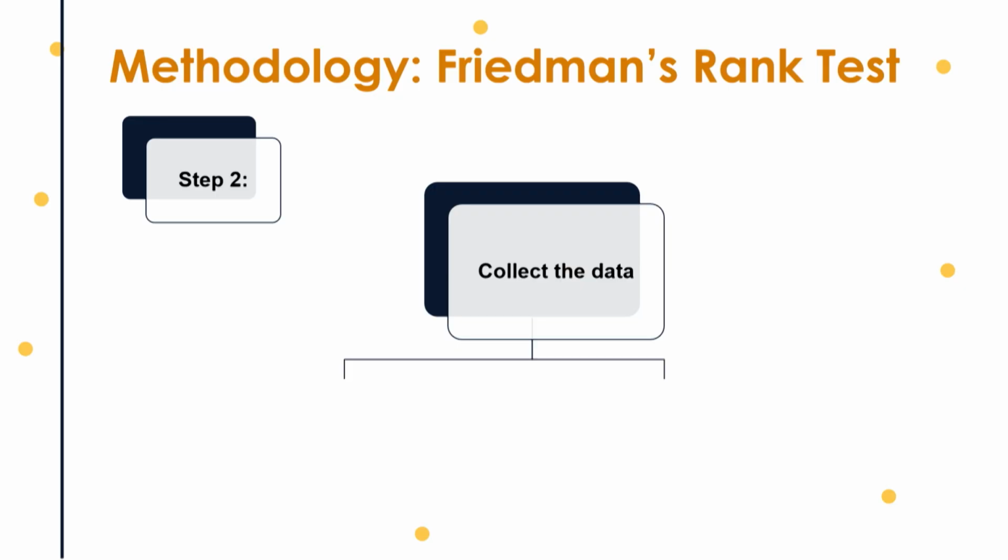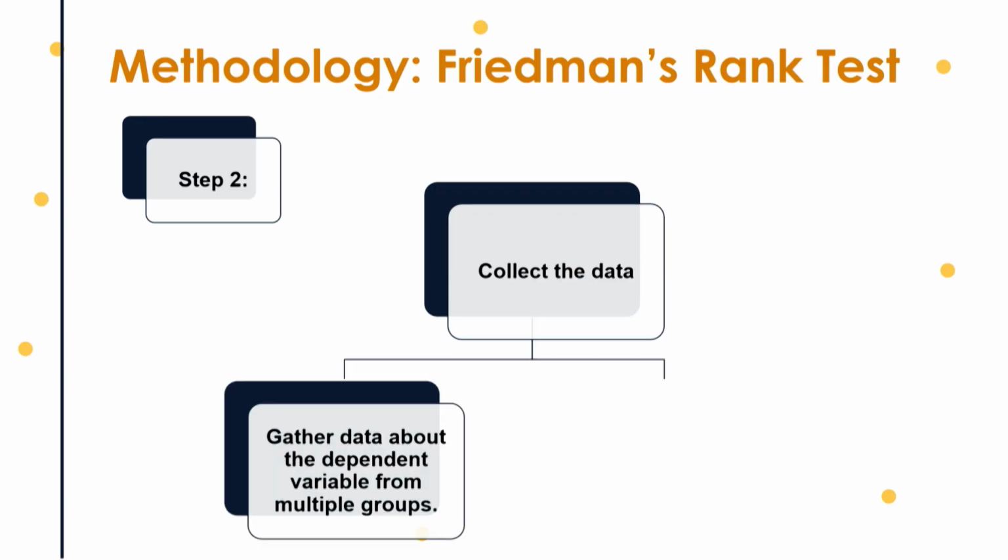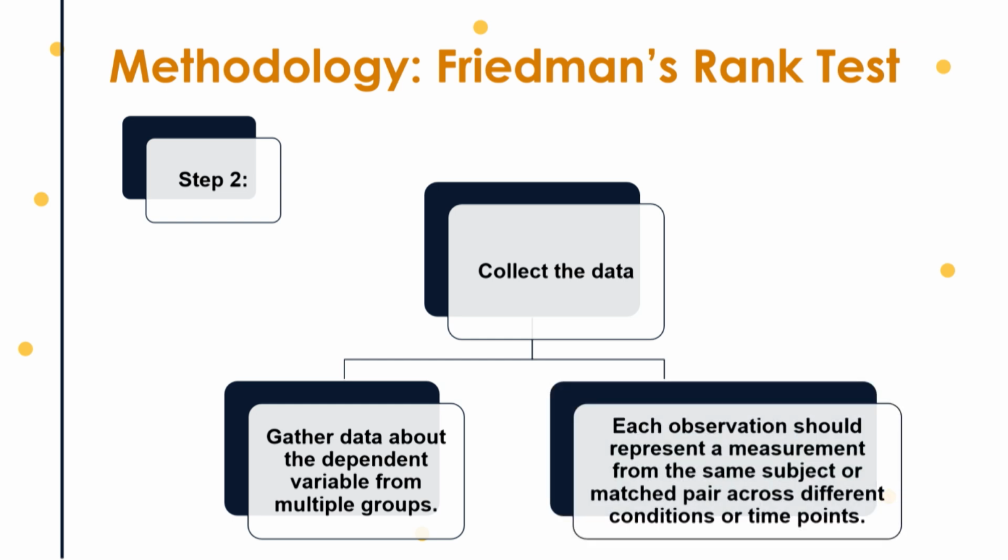Next, we see step 2. What are we going to do in step 2? First, collect the data. How should the data be? Gather the data about the dependent variable from multiple groups. Each observation should represent a measurement from the same subject or matched pair across different conditions or at different points. So, from this we can easily understand that this is an extension of the paired t-test.